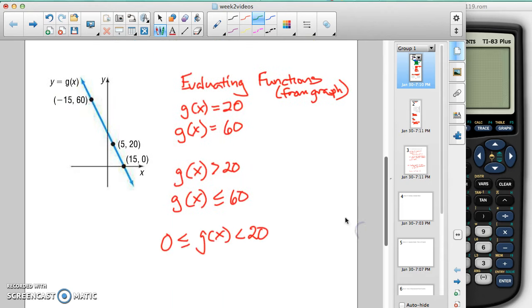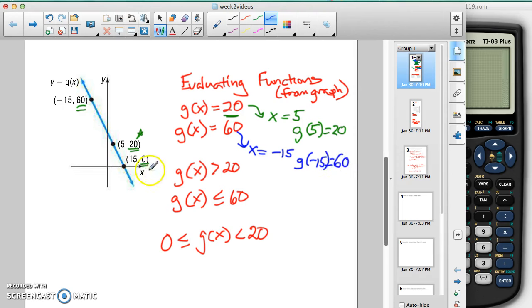But here we're actually asking you to evaluate the functions given that we know the y value, or the g of x value. So they're giving us these values and we're going to figure out what x is. So in this first one, it says g of x equals 20. If we scan down until we find 20 for the y value, that's this one. So that means x there would be 5. We would say g of 5 equals 20. All right, and then in the next one here, we have g of x equals 60. That would be our first point. There's x equals negative 15, or g of negative 15 equals 60.